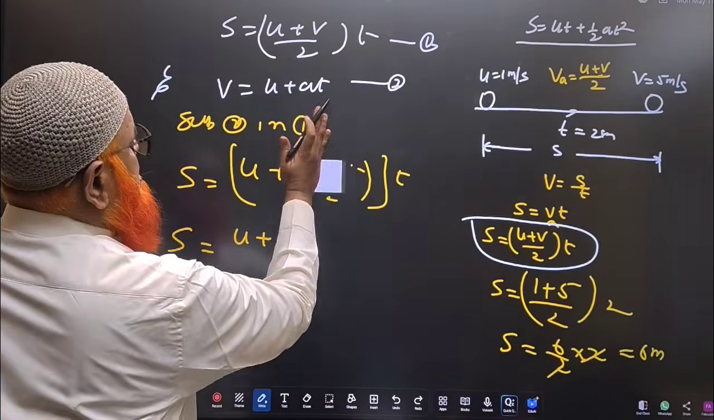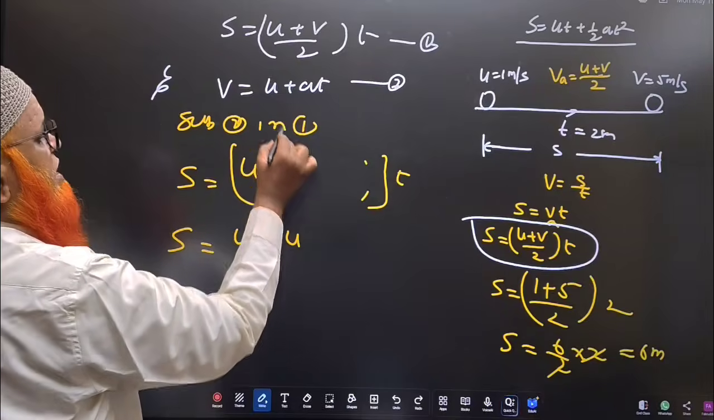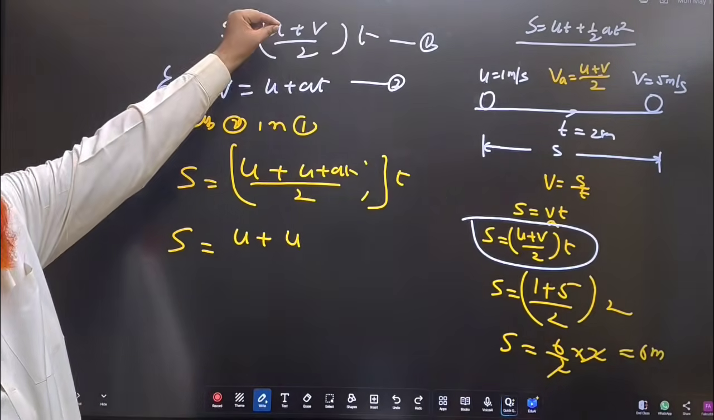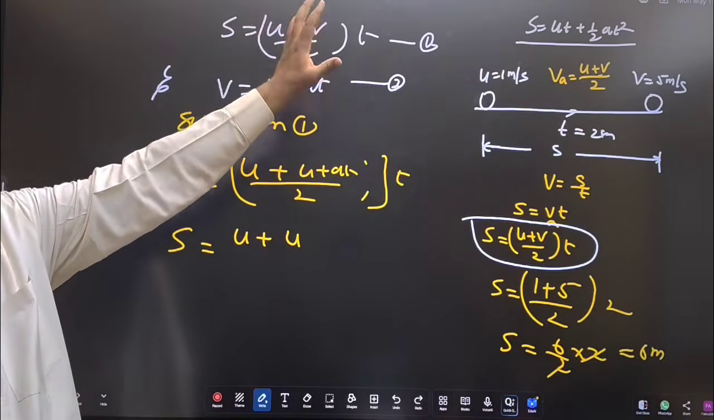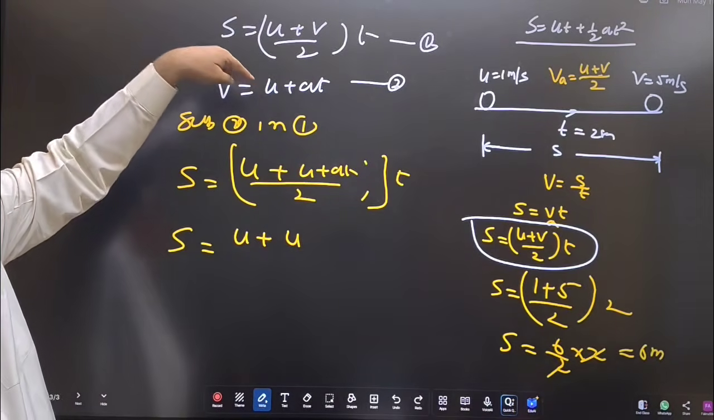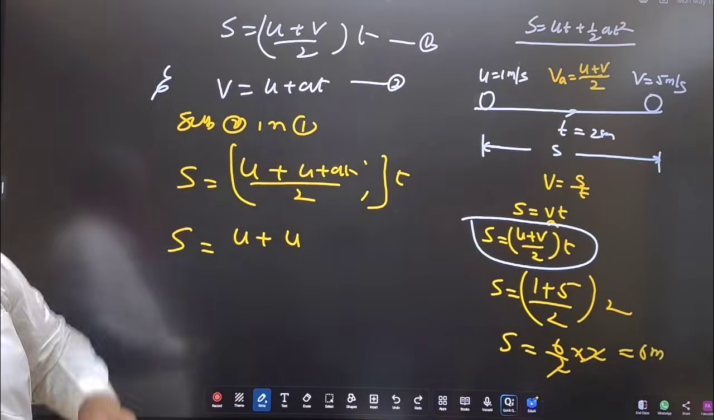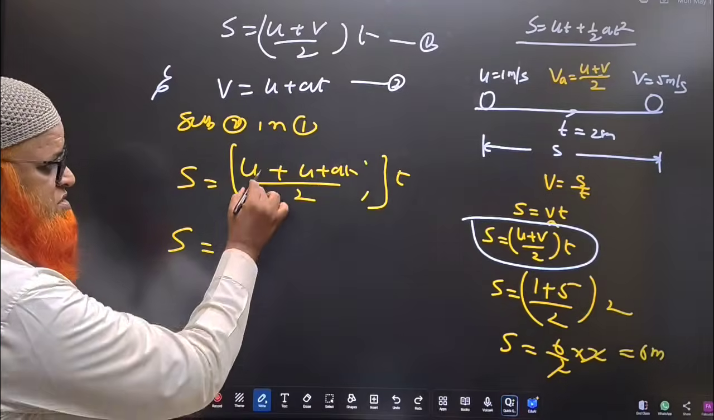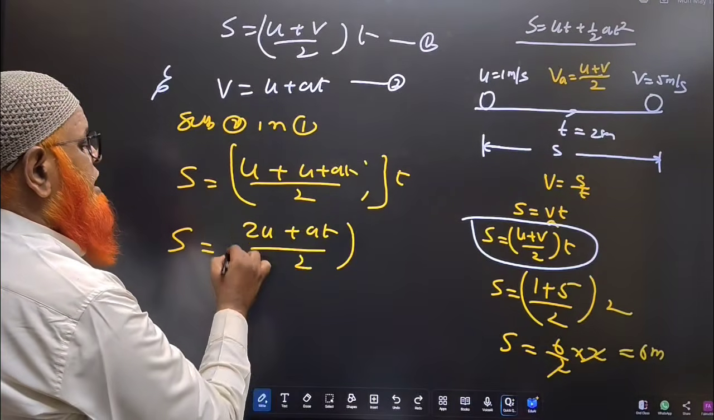So what have I done? S is equal to (U plus V) by 2 into T, and in the place of V, I have placed U plus AT, divided by 2. Understood? It was V here because it was U plus V by 2. And you know the formula, we have already derived this by using the situation as well as the graph. So I have substituted this formula here. That's it. So the next step is you write (2U plus AT) divided by 2 into T.